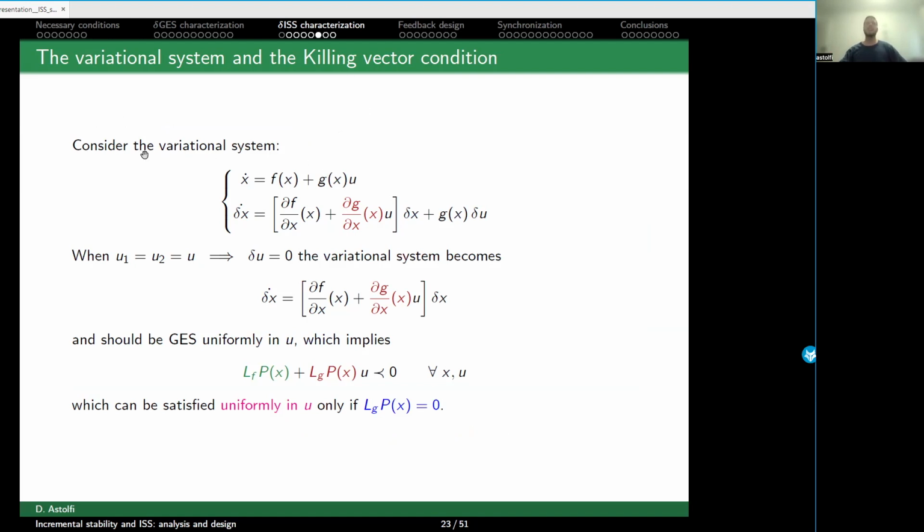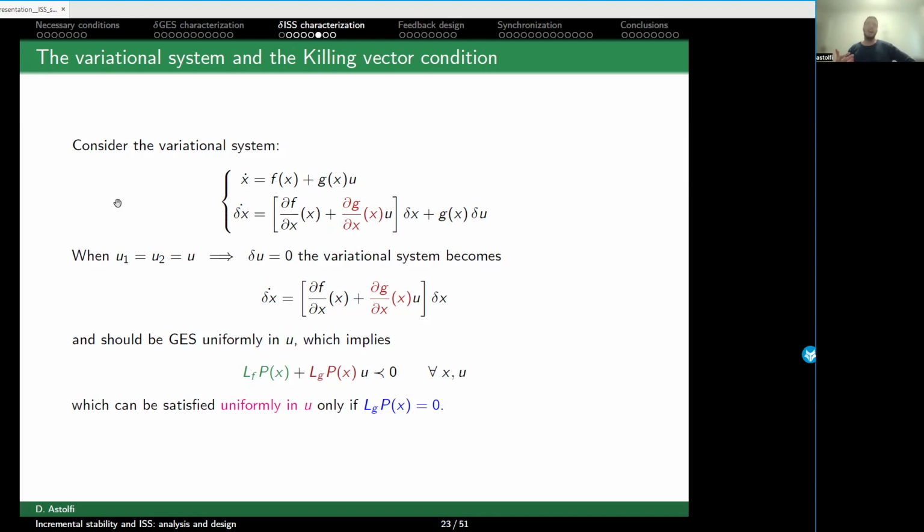So in this case, when we consider the variational system of x dot = f(x) + g(x)u, in the presence of u, because of this vector field g(x)u, we will have a new term appearing in the variational dynamics. In particular, when we consider the variation of delta x and delta u, we will have the part in terms of delta x that is, as before, the Jacobian of f, but now we also have the Jacobian of g appearing, multiplied by u. And then we will have g(x) times the variation of u.